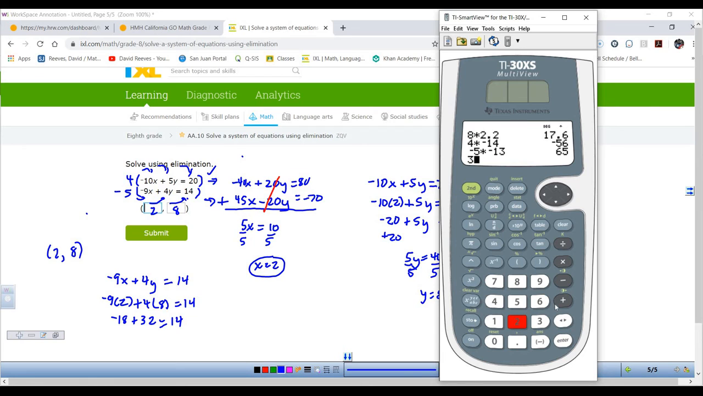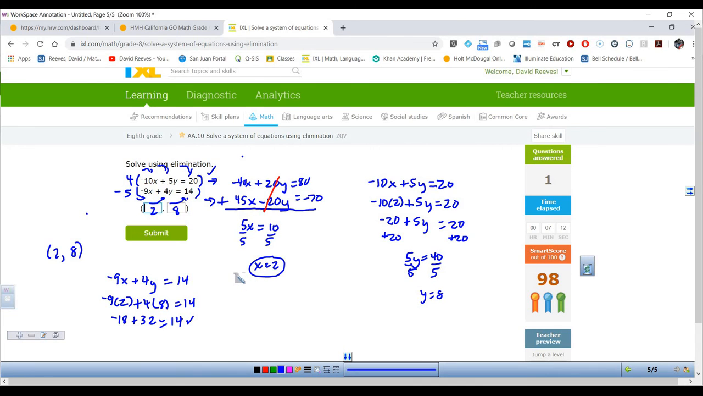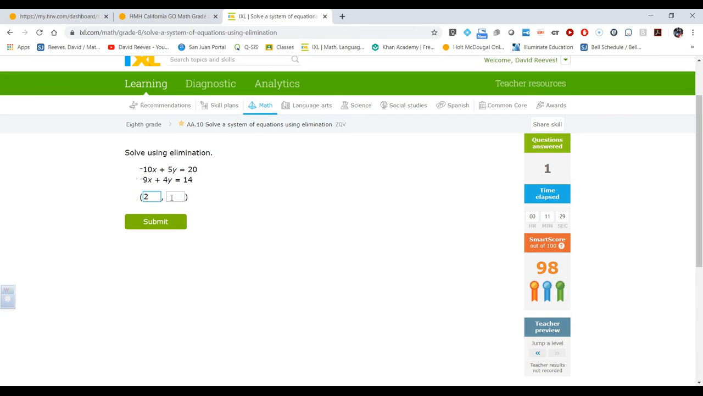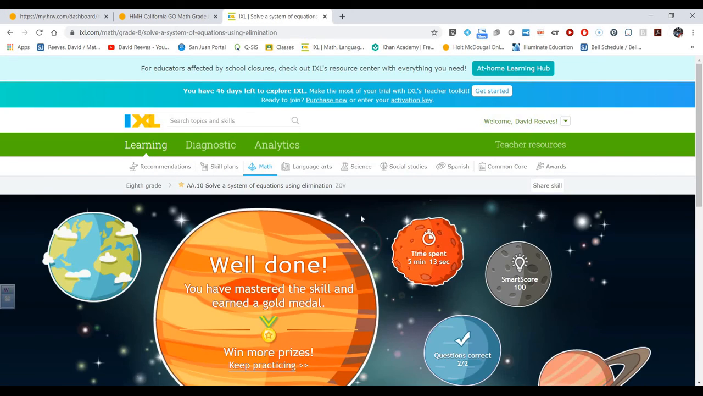All right, it does, but let's go ahead and check that on our calculator. 32 plus negative 18, and what do I get? I get 14, which is what I was supposed to get. So what did we just find? We just found out that when you put 2 in for x and you put 8 in for y, you get the solution that makes this true. Negative 20 plus 40 equals 20, and it works.